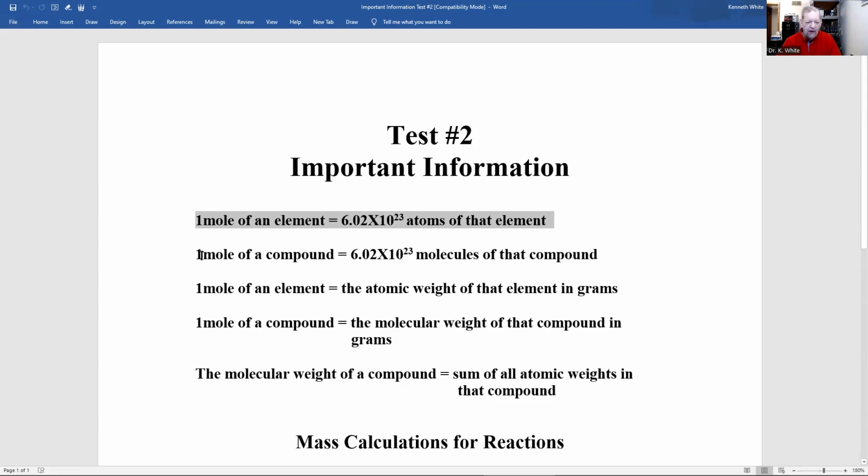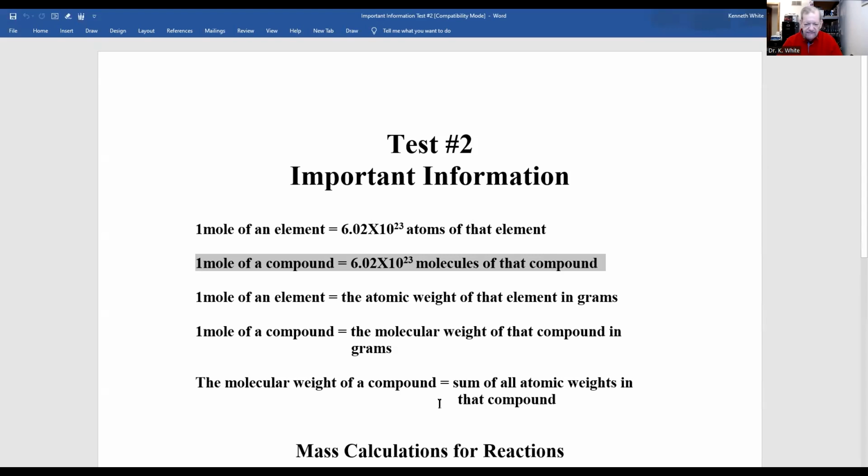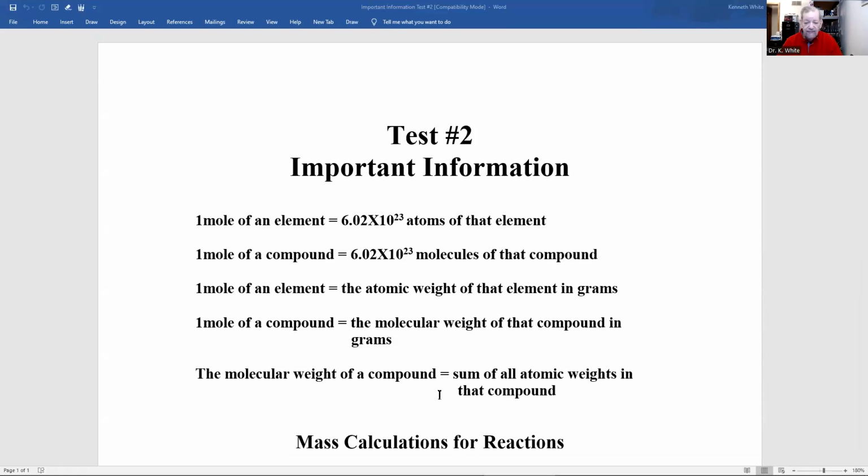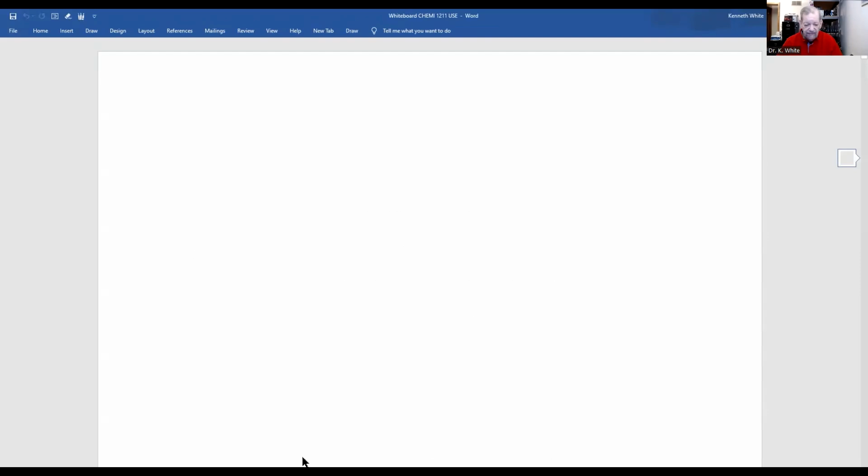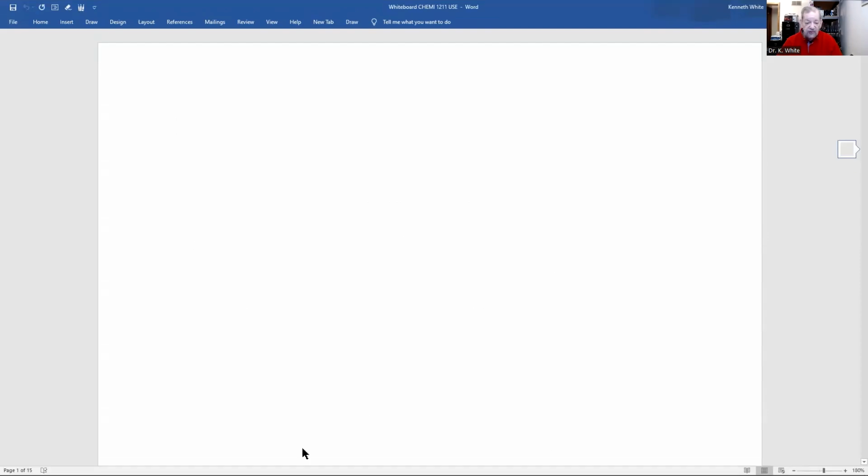Also, 1 mole of a compound equals 6.02 times 10 to the 23rd molecules of that compound. And again, in the past, you'd have to memorize this, my class and others too, but mine for sure. But this will be the last page of test number 2. You'll be given that, but you still have to know how to use this. So let's do some more practice.